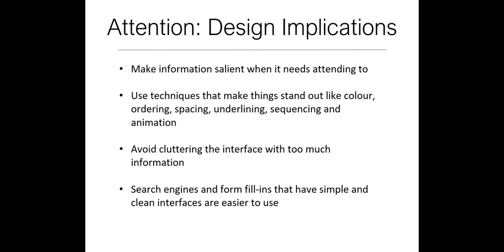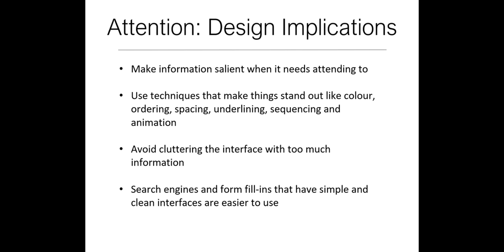So you might have, for example, a large button for the first thing in, say, the upper left quadrant. And then you might follow that with, say, a large header text for the second thing. So, as I say, use techniques that make things stand out, such as color, order, spacing, underlining, sequencing, or animation. And the button is essentially a way of making it pop out of the screen a bit more.